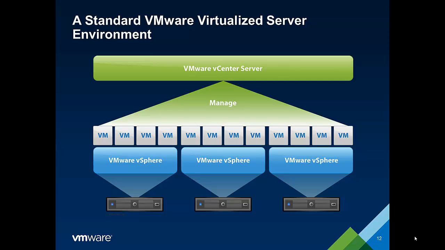This is a simple pictorial representation of what a VMware virtualized environment looks like. You have your three hosts, you have the VMware hypervisor loaded on them, and you have several VMs on each one of the hosts. And then that's all managed by the vCenter server, which gives you that centralized, single pane of glass management.